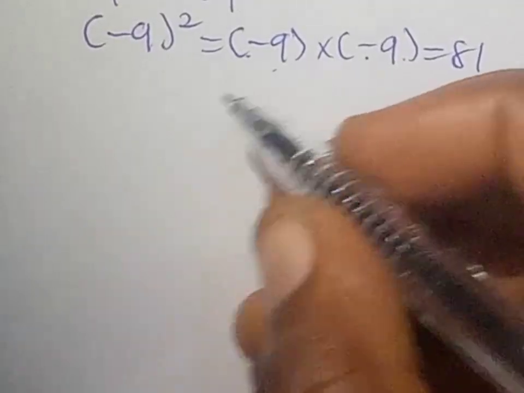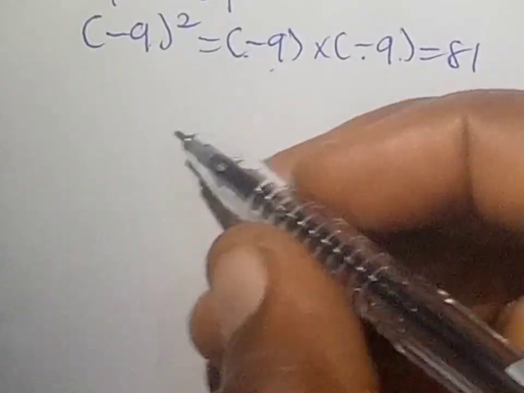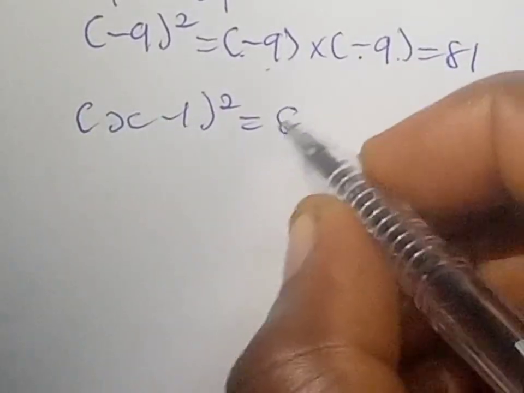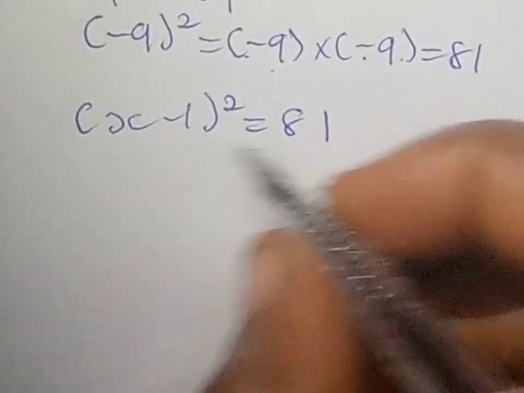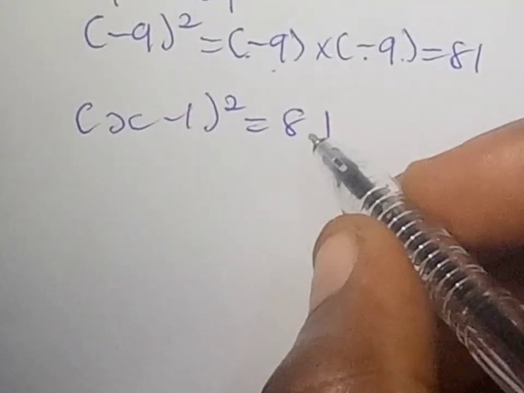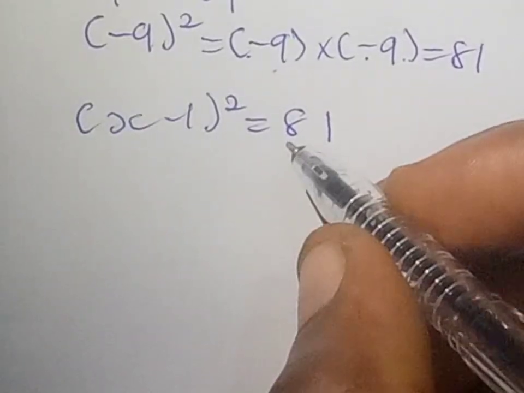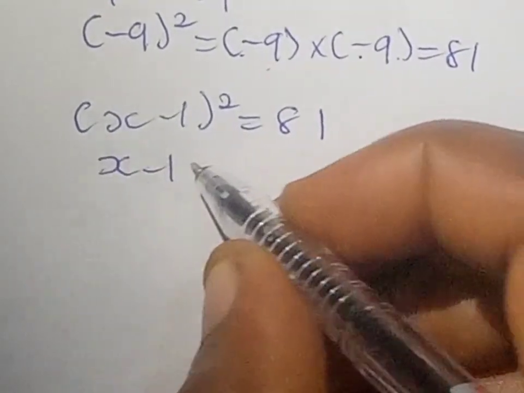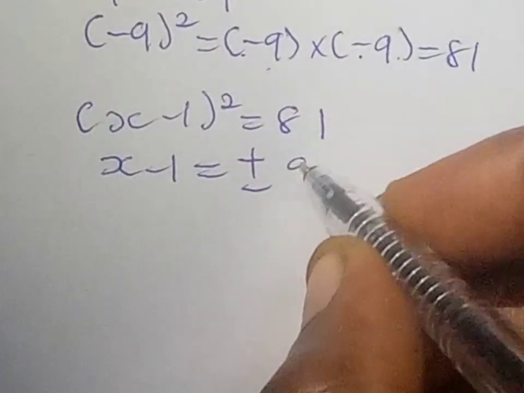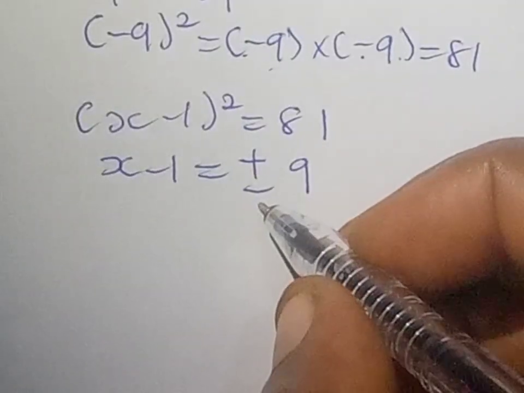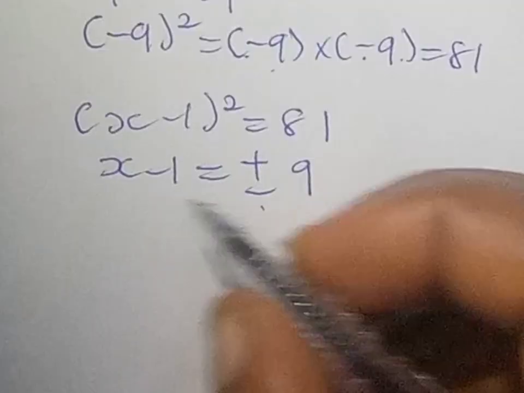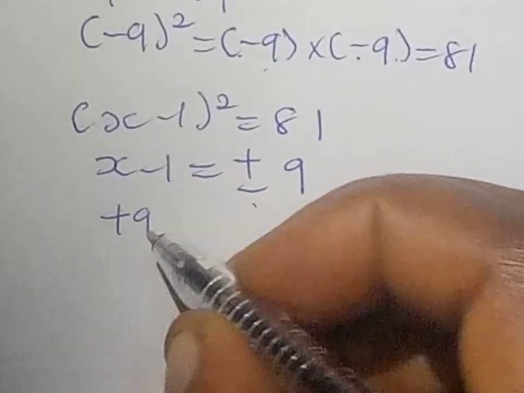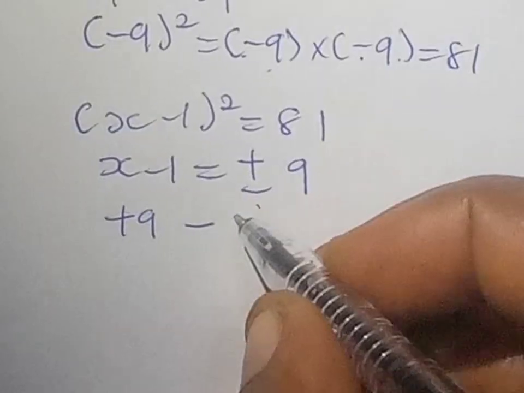The next thing is, let's take the square root. Since (x − 1)² = 81, let's take the square root of both sides, because whenever you take the square root of a squared variable, you must write x − 1 = ±9. The symbol plus or minus means it represents two equations. The first equation is +9, while the second equation is −9.